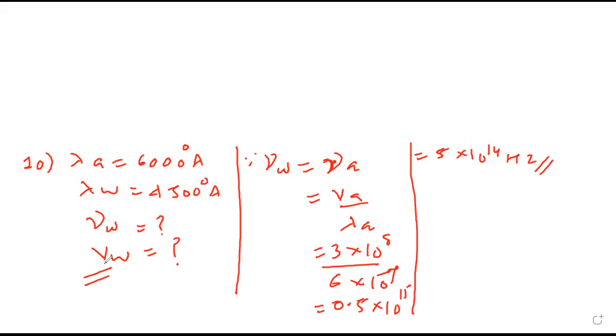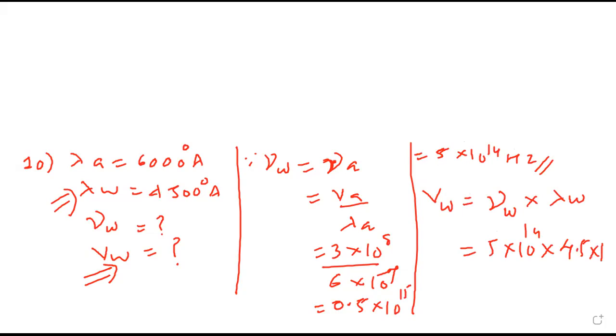Now velocity in water we want. Lambda is given. Frequency is same. So I can say V in water is frequency, in water and air both are same, into lambda water. So therefore it is 5 into 10 raised to 14 into 4.5 into 10 raised to minus 7. 5 into 5, 25. 5 fours are 20. 2.5 into 10 raised to plus 7. That is 2.25 into 10 raised to 8 meter per second.